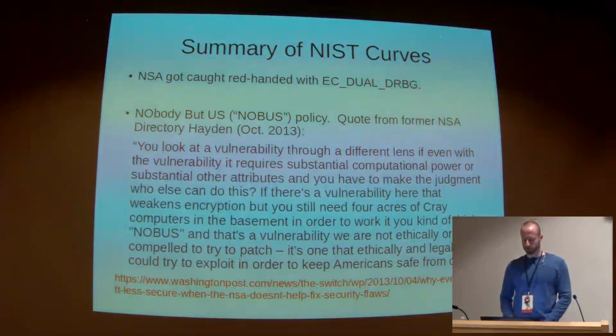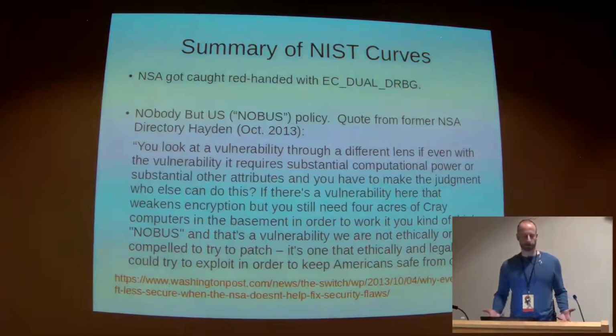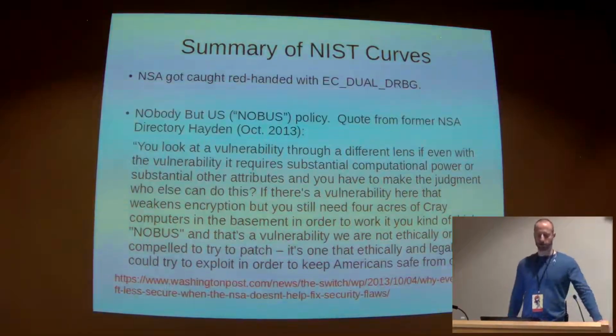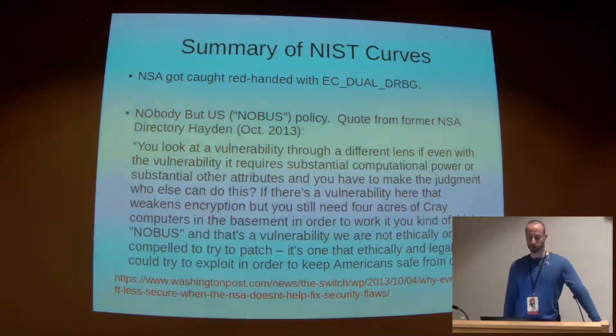If there's a vulnerability here that weakens encryption, but you still need 4 acres of Cray computers in the basement in order to work it, you kind of think NOBUS. And that's a vulnerability we're not ethically or legally compelled to try to patch. It's one that ethically and legally we could try to exploit in order to keep Americans safe from others. So he's talking about this NOBUS policy, which stands for nobody but us.